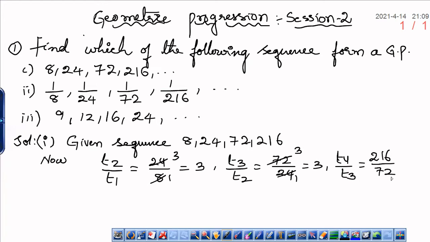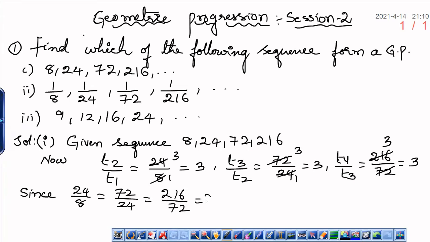If you know the 72 table, you can do it. You know that you have to get 3, so just multiply 72 by 3, which is 216. So the given sequence is a GP, since 24 upon 8, 72 upon 24, and 216 upon 72 are all equal to 3.